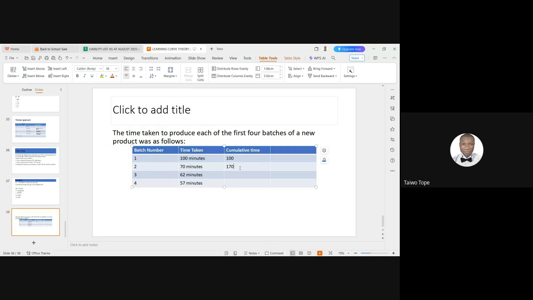Cumulative time at this point is what? Will be 170. Cumulative time at this point should be what? 170 plus 62 is 232. Cumulative time at this point will be what? 232 plus 57 is 289. So if you are now asked, what will be the cumulative average time? Cumulative average time will be what?